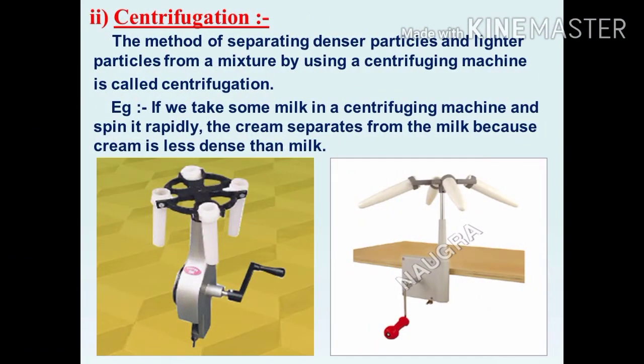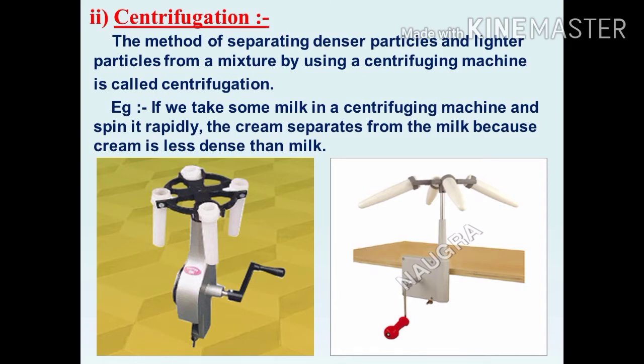Let's see the second method of separating the components of a mixture. What is the second method? Centrifugation. The method of separating denser particles and lighter particles from a mixture by using a centrifugation machine is called centrifugation. Example, if we take some milk in a centrifugation machine and spin it rapidly, the cream separates from the milk because cream is less dense than the milk.